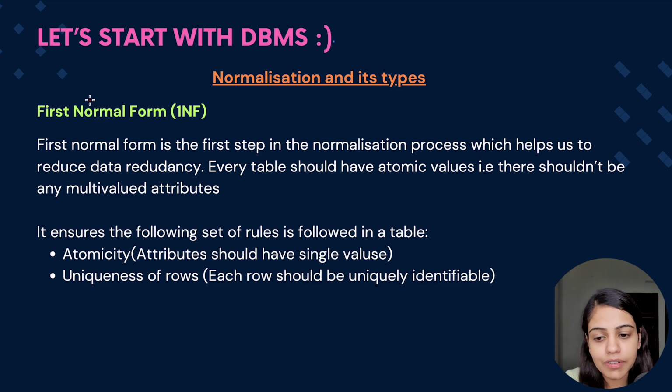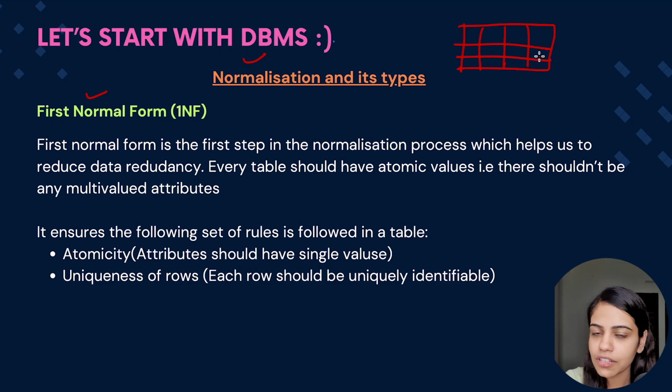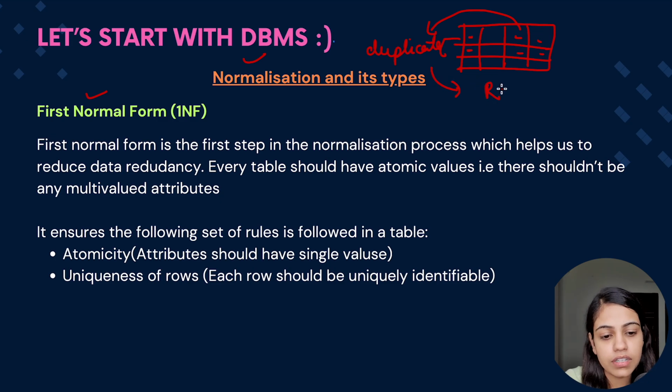Now before starting with first normal form, let's just revise about normalization. So consider that there is a table. Now table would be having some rows as well as columns. There could be a possibility that some of the rows have duplicate values, or there could be a possibility that some of the columns also have duplicate values. So from this we can conclude that there are two levels of duplicacy. First is a row level duplicacy and second is a column level duplicacy in a given table.